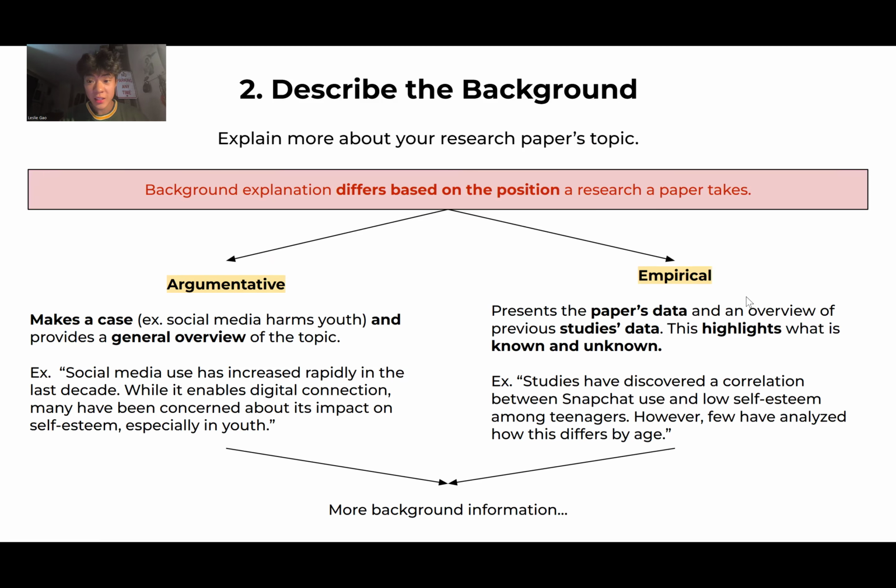What have previous studies found? What do we currently know? And most importantly, what don't we know? The example on the slide says that studies have found a correlation between Snapchat use and lower self-esteem among teenagers, but few have examined whether the relationship differs by age. Notice how the final sentence starts moving us towards a research gap.